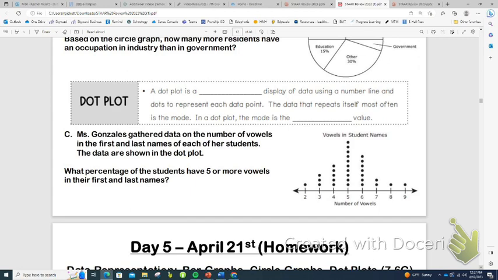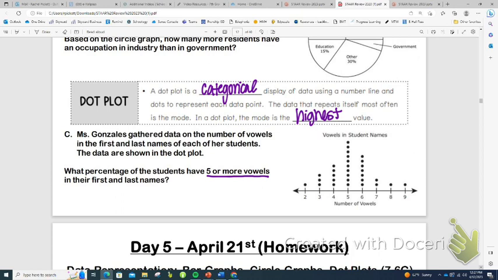A dot plot is another categorical display of data using a number line and dots to represent each data point. The data that repeats itself most often is the mode. In a dot plot, the mode is the highest value. So it goes the highest on the dots. It has the most dots. The example says Miss Gonzalez gathered data on the number of vowels in the first and last names of each of her students. The data are shown in the dot plot. What percentage of the students have 5 or more vowels in their first and last name?